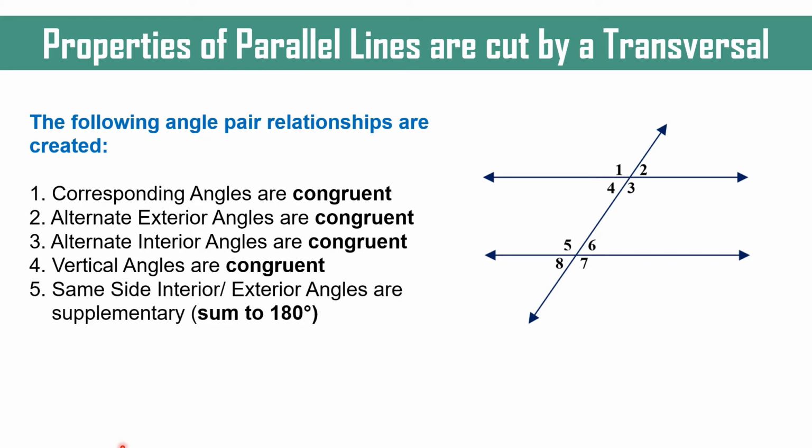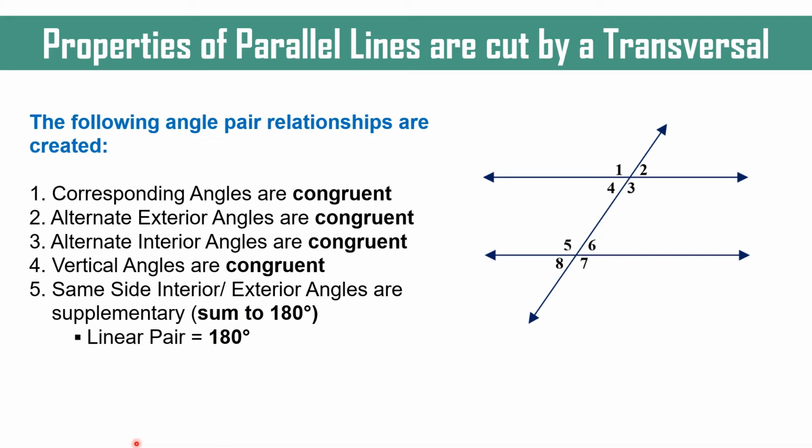And the last one, we have same side interior or exterior angles. They must be supplementary. So among these 5, only same side interior or exterior angles are supplementary, or the sum must be equal to 180 degrees.